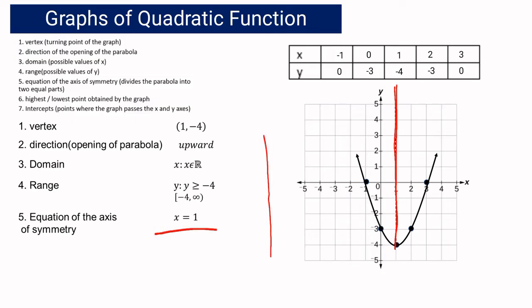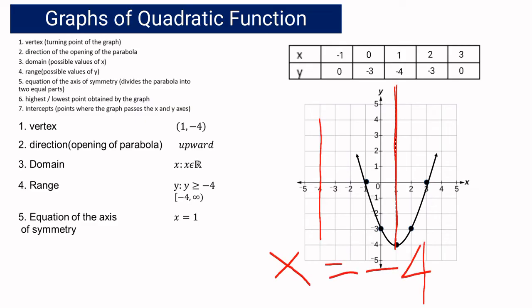Meaning to say, if I have a Cartesian plane, or here, if I have a line like this, what is the equation of this line? Yes, the equation is x equals negative 4. You discussed that when you were in grade 8. We are done with the axis of symmetry.